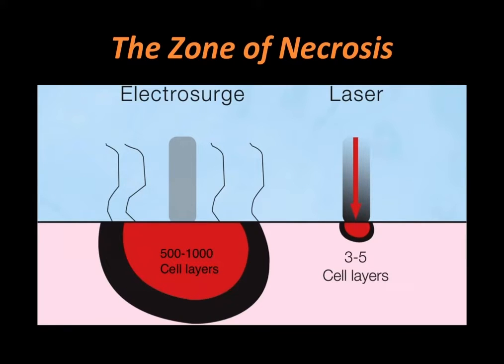Electrosurge oftentimes will take 2 to 3 weeks for the tissue to heal. And oftentimes we'll get shrinkage. We can't predict the amount of shrinkage that occurs when we use electrosurge or even with a scalpel. And the dental laser allows me to recontour, prepare, and take an impression on the same day, all without the risk of recession. And this is really important in my cosmetic cases.